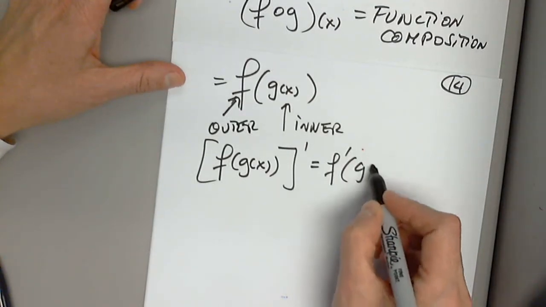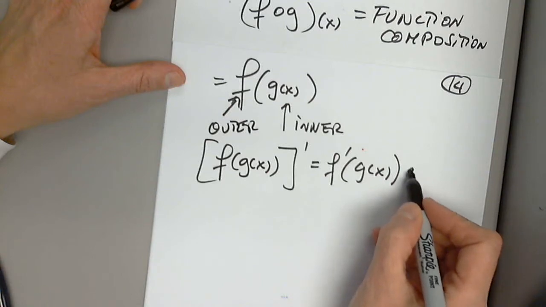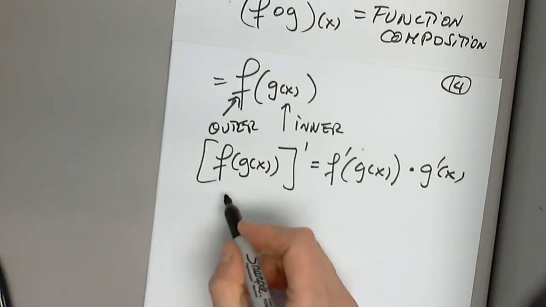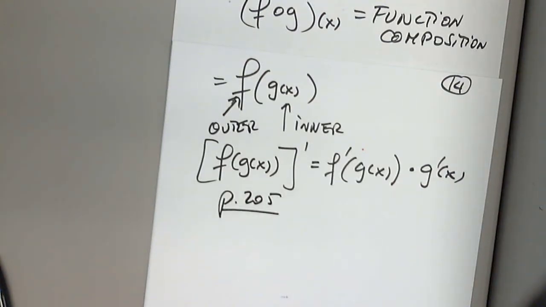F prime of, yes, you can write it like that as well, times g prime of x. And this is the chain rule. I would like us to choose problems to practice the chain rule. Ready? On page 205. In some situations, we will need to fully simplify the function. In others, don't even touch it because we can't.